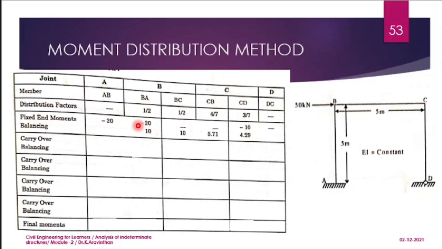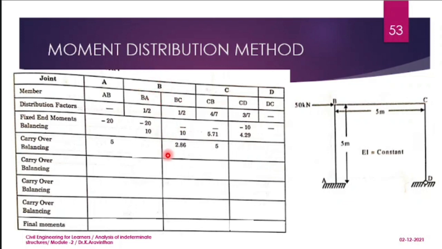So how to carry this? BA will be transferred to AB, and half of that will be 5, and BC will be carried to CB, half of that will be 5, and half of 5.71 will be 2.86, and C to D has to be carried to DC. When we are looking here, suppose D is hinged, hence the half of the moment will not get carried here. Why? Because this is a hinged end, so the moment does not carry here. And again you have to balance.